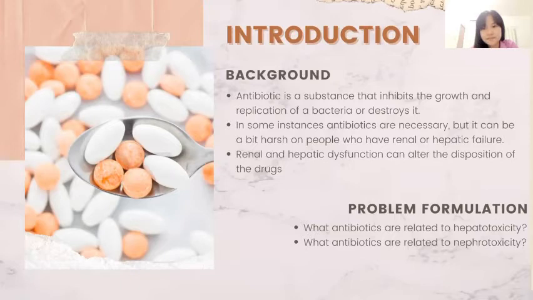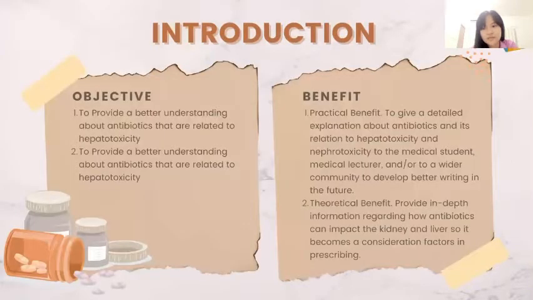Next. Our objective is to provide a better understanding about the antibiotics that are related to hepatotoxicity and nephrotoxicity. And our practical benefit is to give a detailed explanation about antibiotics and their relation to hepatotoxicity and nephrotoxicity to medical students, medical lecturers, and or to a wider community to develop better writing in the future. And our theoretical benefit is to provide in-depth information regarding how antibiotics can impact the kidney and liver, so it becomes a consideration factor in prescribing. Thank you. Next.